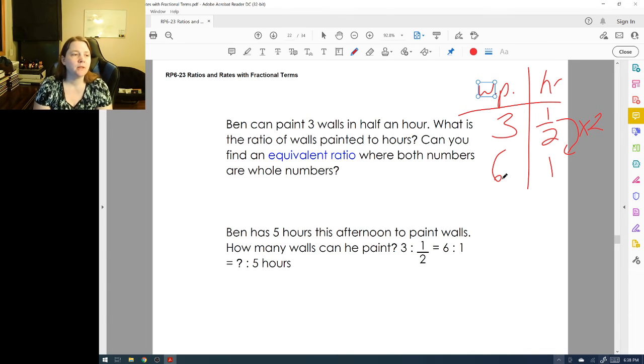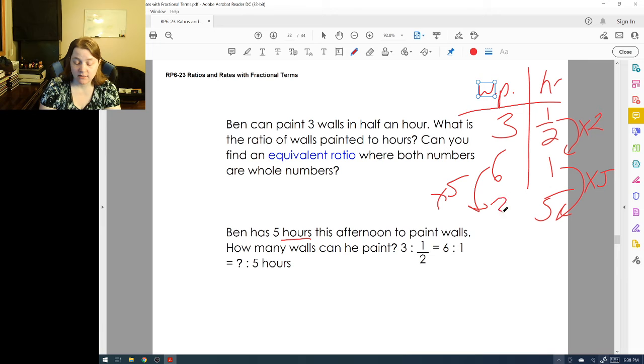Good for you, Ben. He has 5 hours this afternoon to paint walls. How many walls can he paint? What happens when there's 5 hours? So we can go back to 1/2 and figure out what we multiply 1/2 by to get 5 wholes. Or we can take this 1 and multiply 1 times 5 to get 5. Multiply 6 times 5 to get 30 walls. That is a lot of walls.